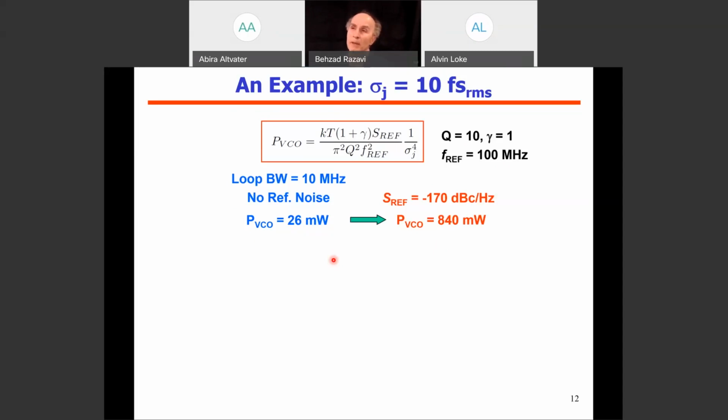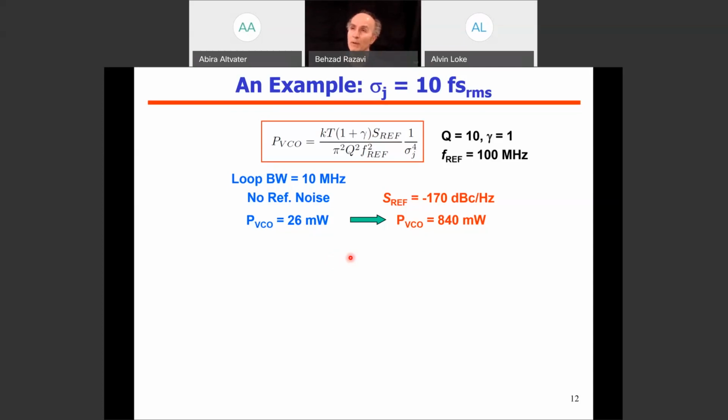So this number is shocking, but let's try to see how this happened. Why was it that we had 26 milliwatts without reference phase noise, and suddenly now we go to 840 milliwatts if the reference phase noise is included? Well, the ratio from here to here is about a factor of 32. So how does that happen?